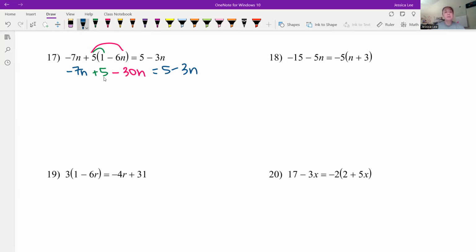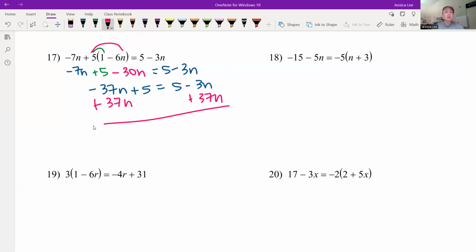Okay. And then if you notice right here, we have n's on both sides, but also I have these two n's on the same side, so I'm going to combine like terms. So -7n minus 30n is going to be -37n plus 5 is equal to 5 minus 3n. All right, I'm going to get all the variables on, I'm going to bring it to the right now. So I'm going to be like plus 37n, plus 37n. That was weird. 5 is equal to 5, and that's going to be plus 34n.